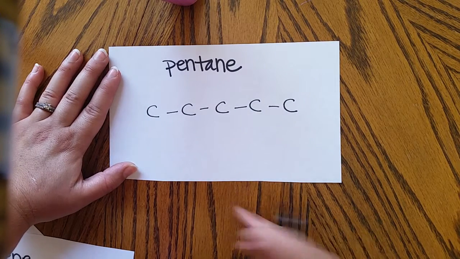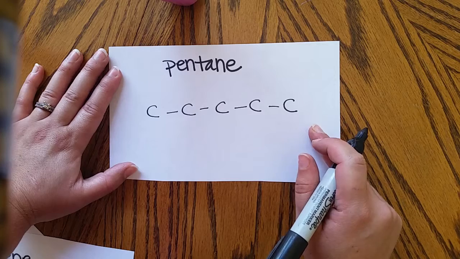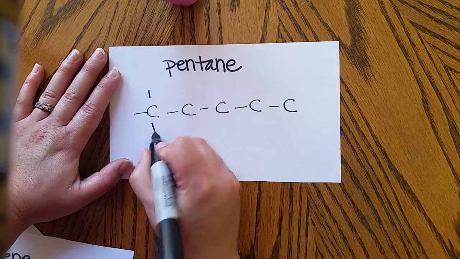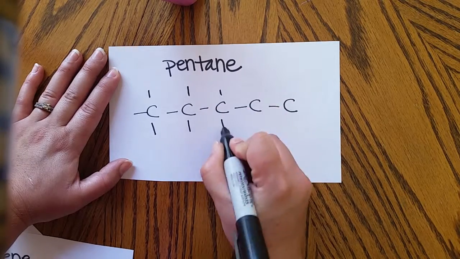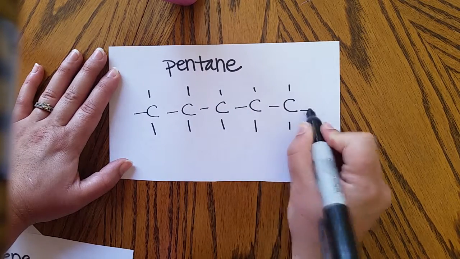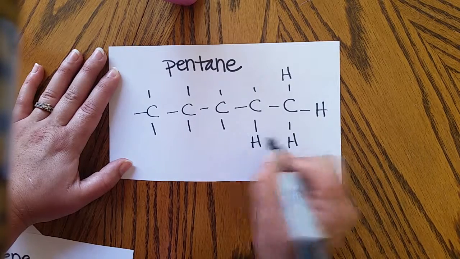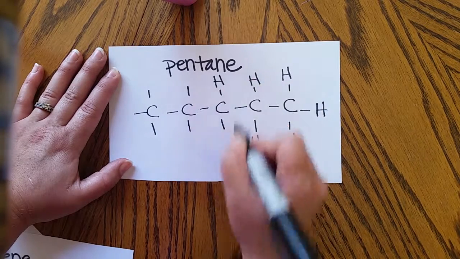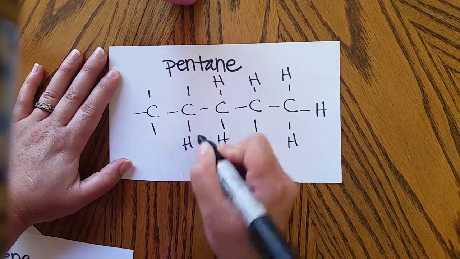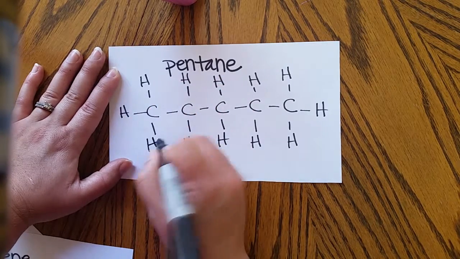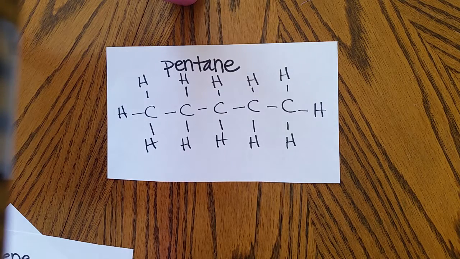And that ane tells me that these are all going to be single bonds. And I know that carbon can have a total of 4 bonds around it. So I'm going to make sure that each carbon has 4 lines, and I'm going to replace or connect those lines with a hydrogen. Now, if this were pentanol, I would make one of those H's an OH. Easy peasy. So that is pentane.